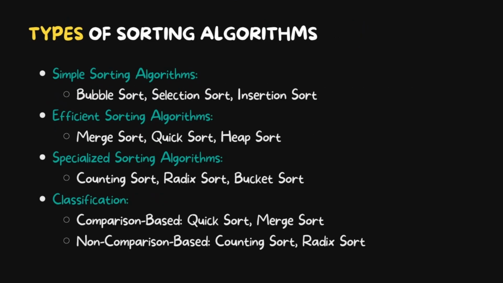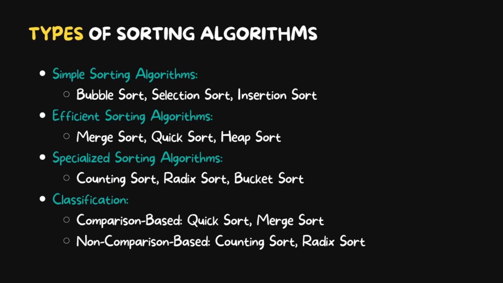Sorting algorithms come in different flavors, and we can group them into three main categories. First one is simple sorting algorithms, second one is efficient sorting algorithms, and third one is specialized sorting algorithms. So in the first one, simple sorting algorithms, we have bubble sort, selection sort, and insertion sort. It is easy to understand but slow for larger datasets.